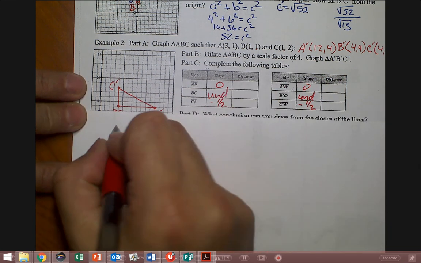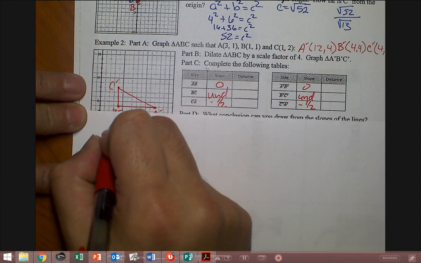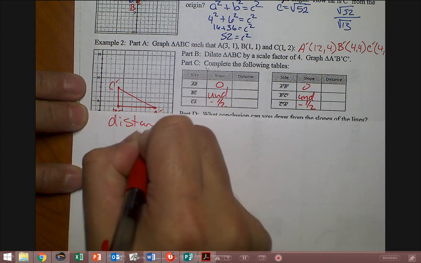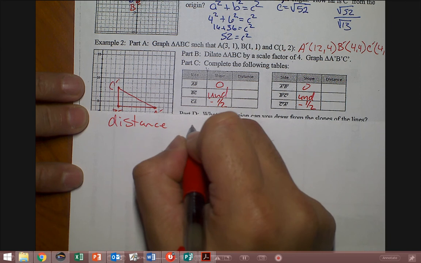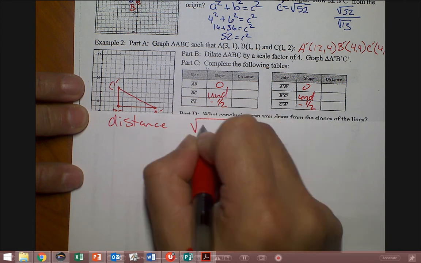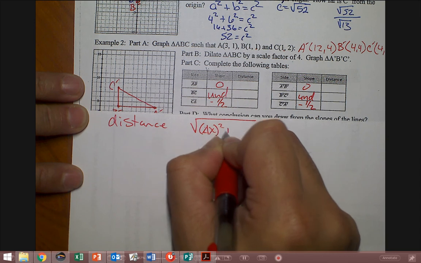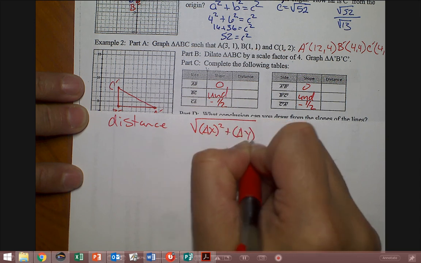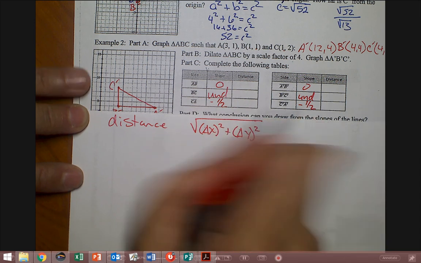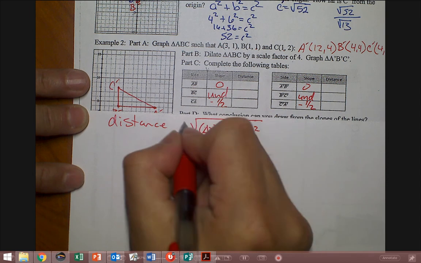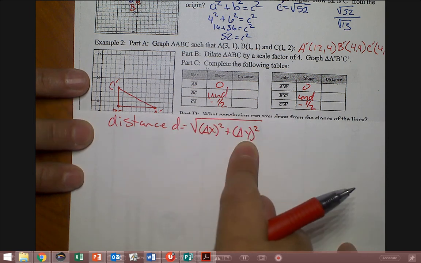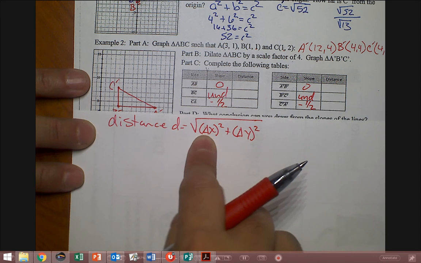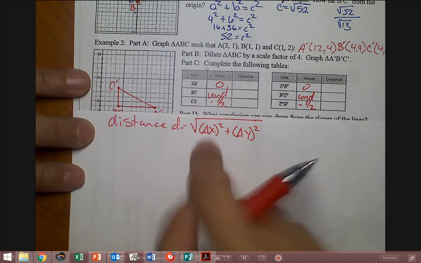So same thing, it's going to be distance. My distance formula is going to be the square root of delta x squared plus delta y squared, and that's going to equal my distance. I'm going to explain this further, but that's just the formula. Delta means how far apart they are. So let's look at it.